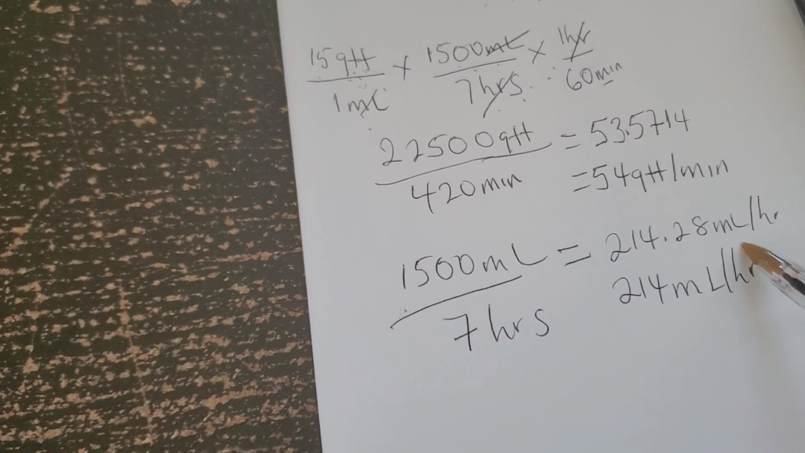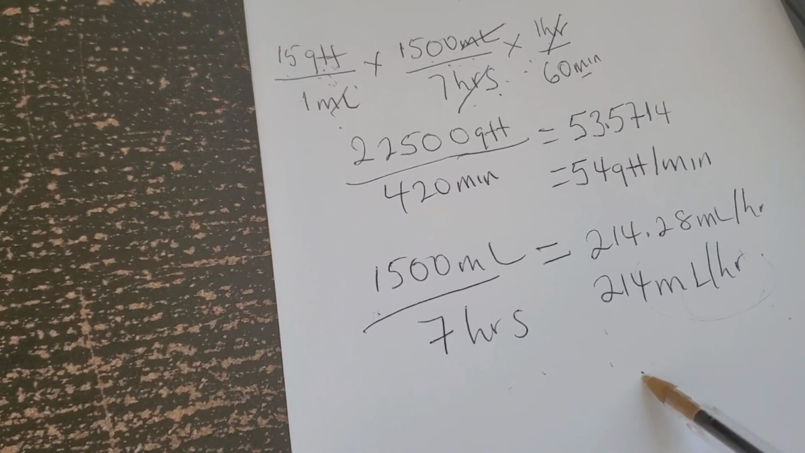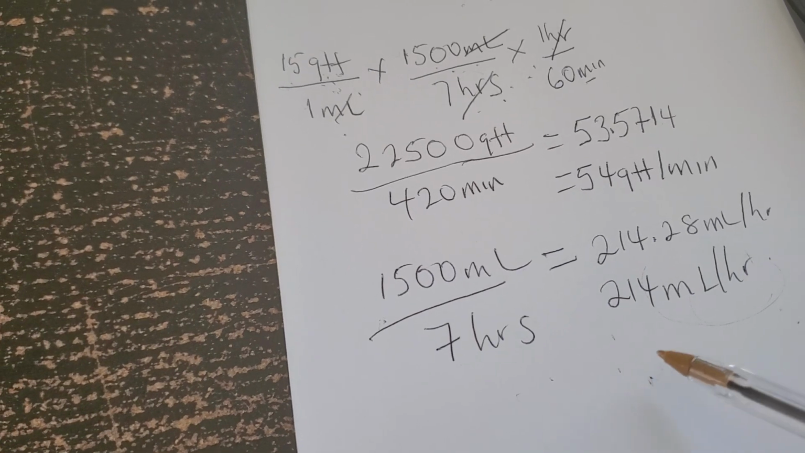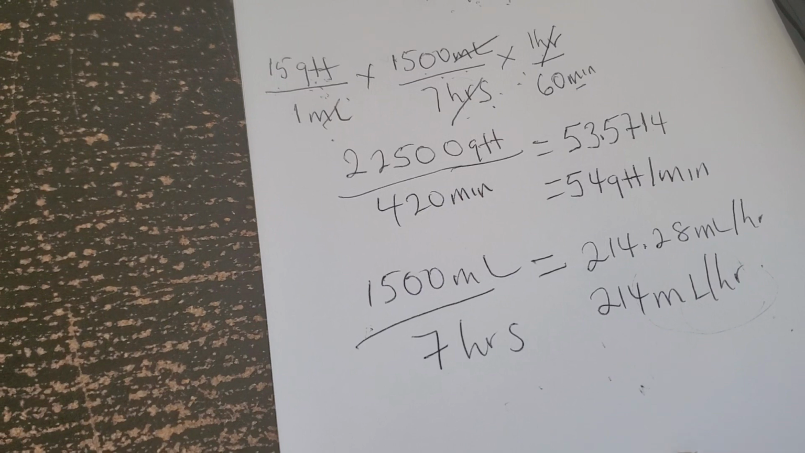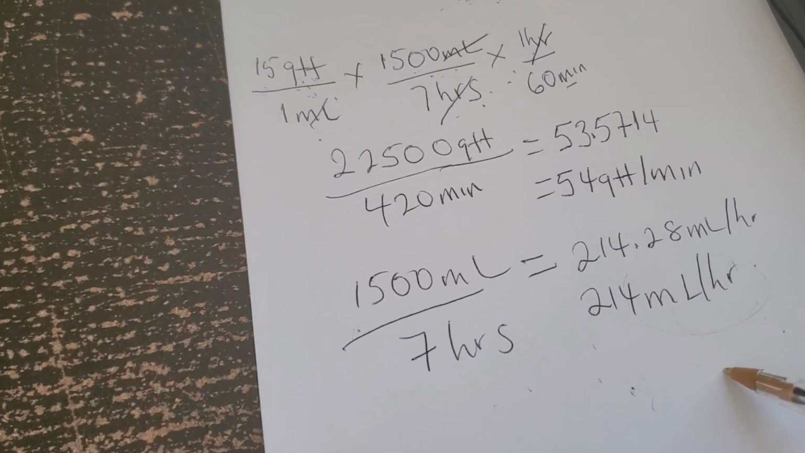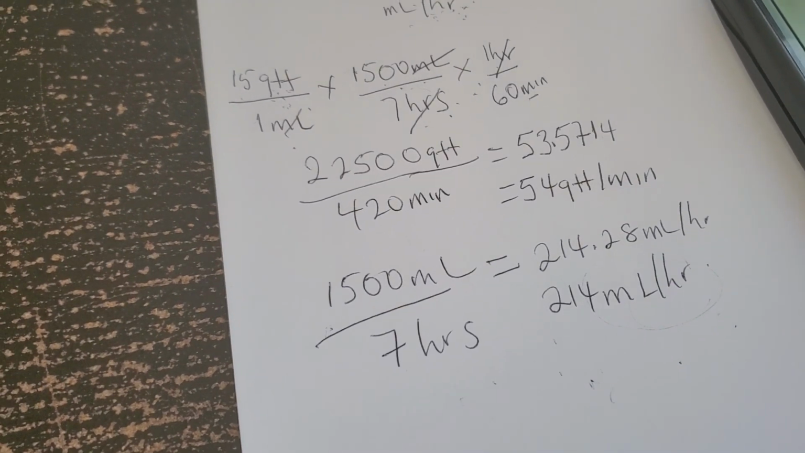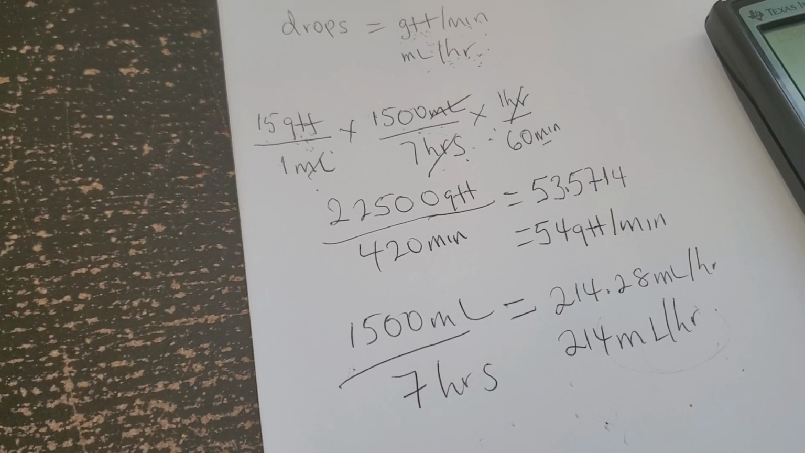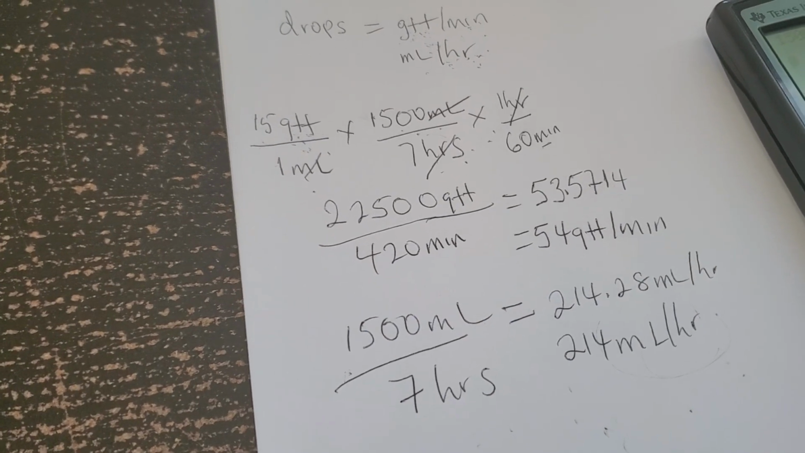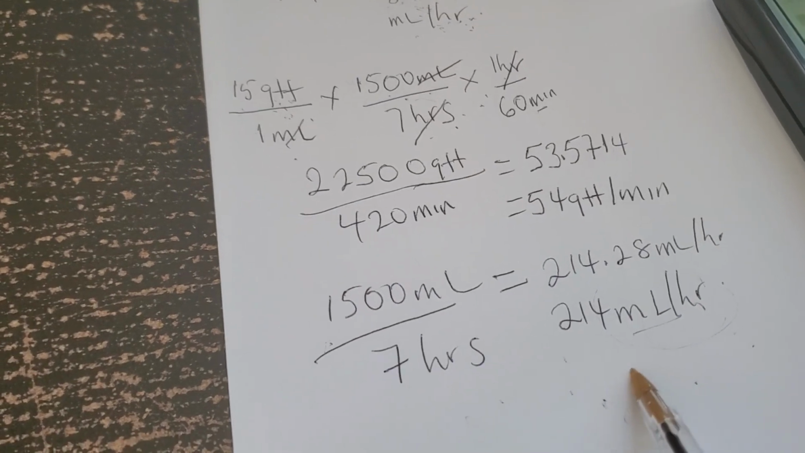Now, when they are asking for ml per hour, it means you are not using the drop factor. It's going by the automatic infusion pump that doesn't require a drop factor. When you're doing it manually, it requires the drop factor. But when you're not using the manual one, and you are using the one that you can set automatically, then it becomes ml per hour. So I hope you get the difference.